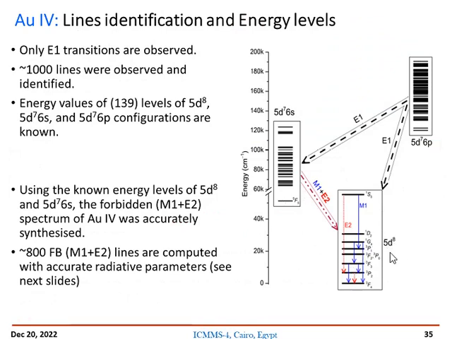Its ground configuration is 5d8 and the excited configurations are 5d76s and 5d76p. These two transition arrays are allowed, but the transitions among these levels as well as the interconfiguration transitions are forbidden. So we established the energy levels of all the levels involved for these configurations. Since the energy levels of the 5d8 configuration and 5d76s are known, we can accurately predict forbidden transitions between them.